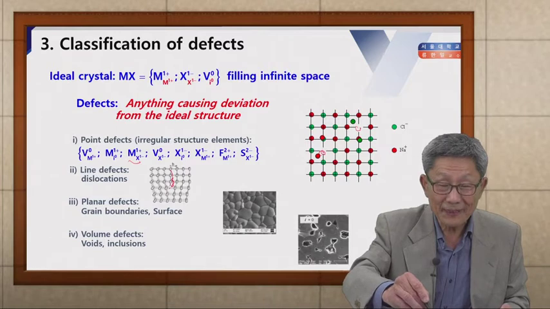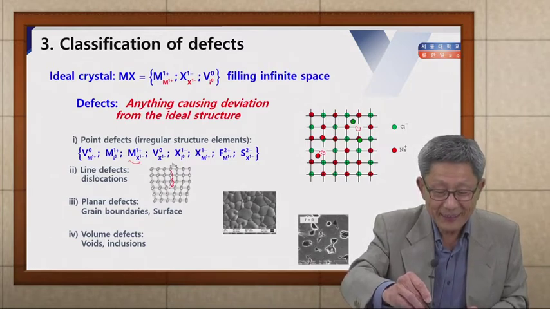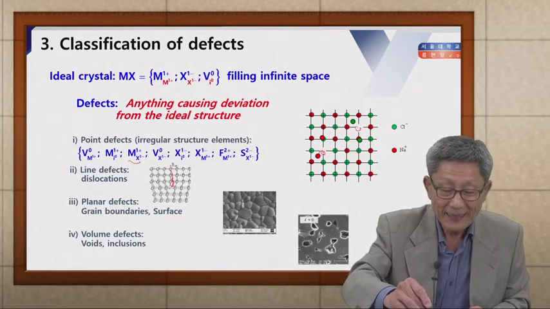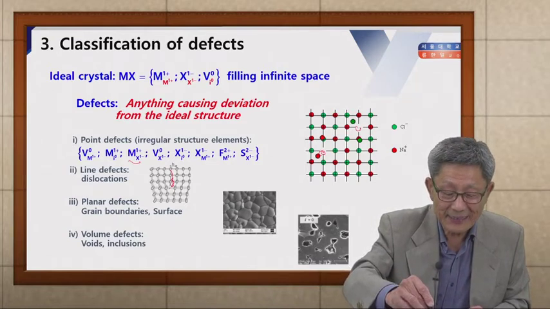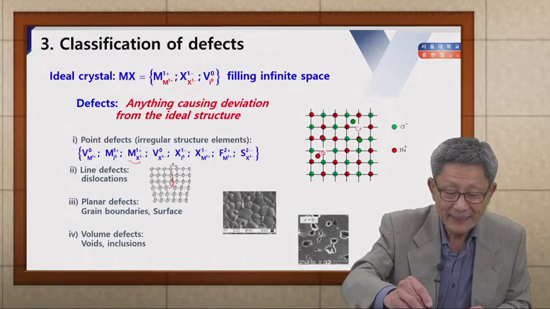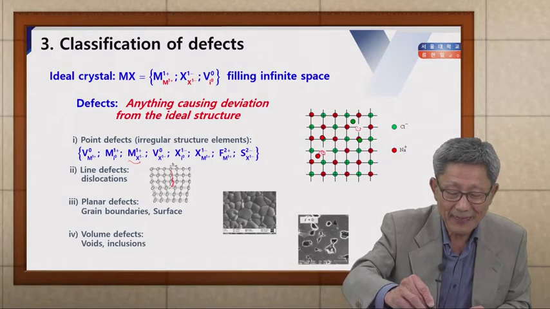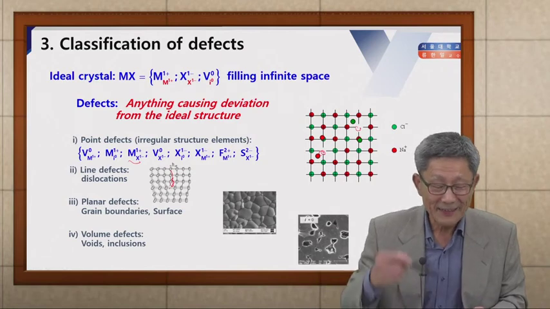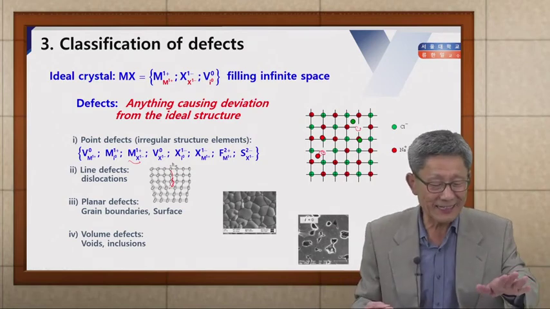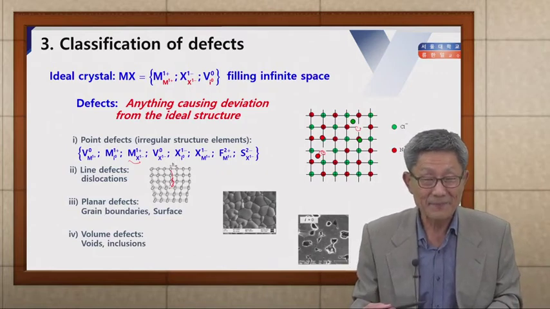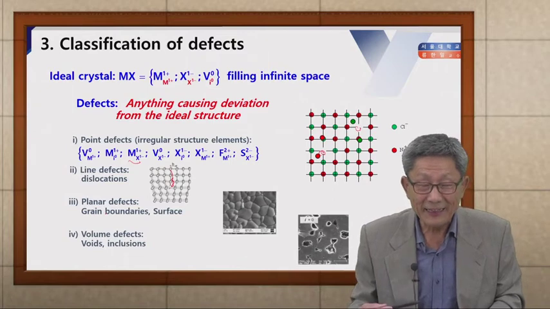And then if you look even more carefully into the inner structure, you can immediately see that there are so many grains neighboring the next grains by creating grain boundaries. Yes, grain boundaries are also defects. So this kind of planar, two-dimensional defect is called a planar defect.